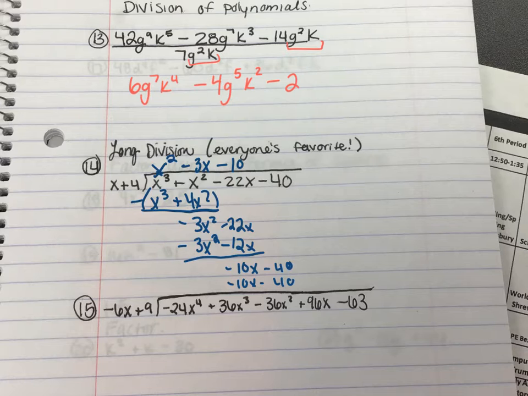Then remember that we are subtracting this. So negative 22 minus negative 12 is like saying negative 22 plus 12. So that gives us negative 10x. We brought down our 40. Right, negative 10x divided by x is negative 10. Multiply there, which gives us a remainder of 0. So x squared minus 3x minus 10 is our final answer.